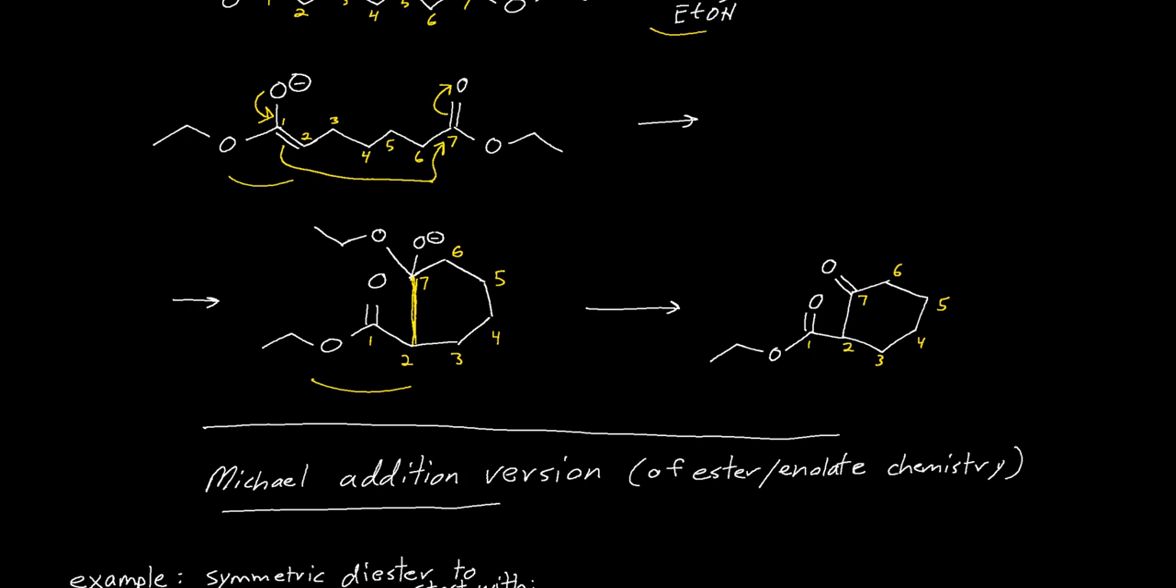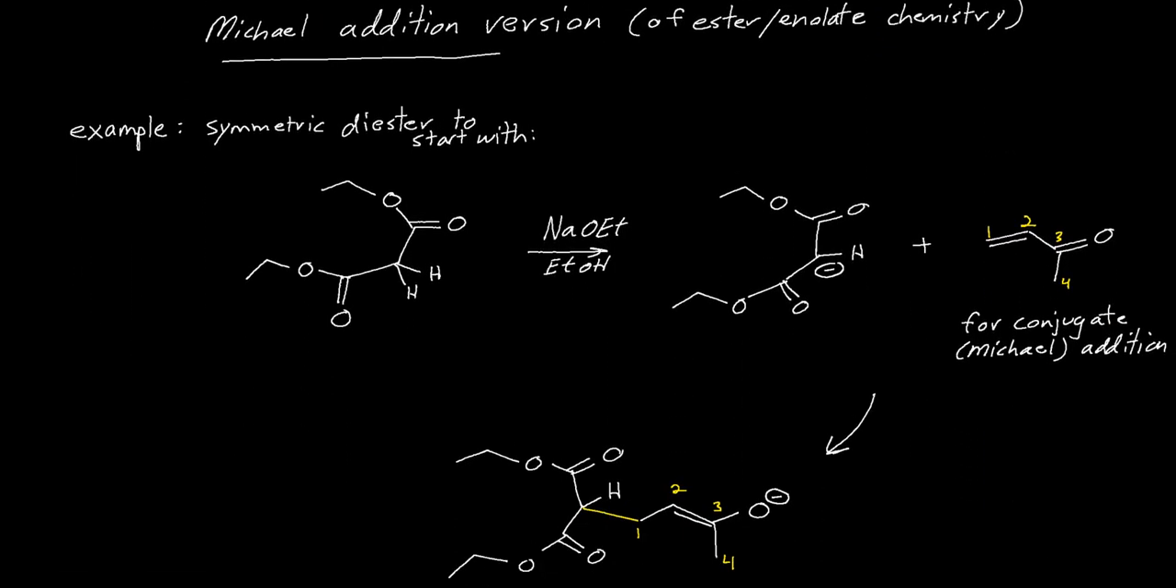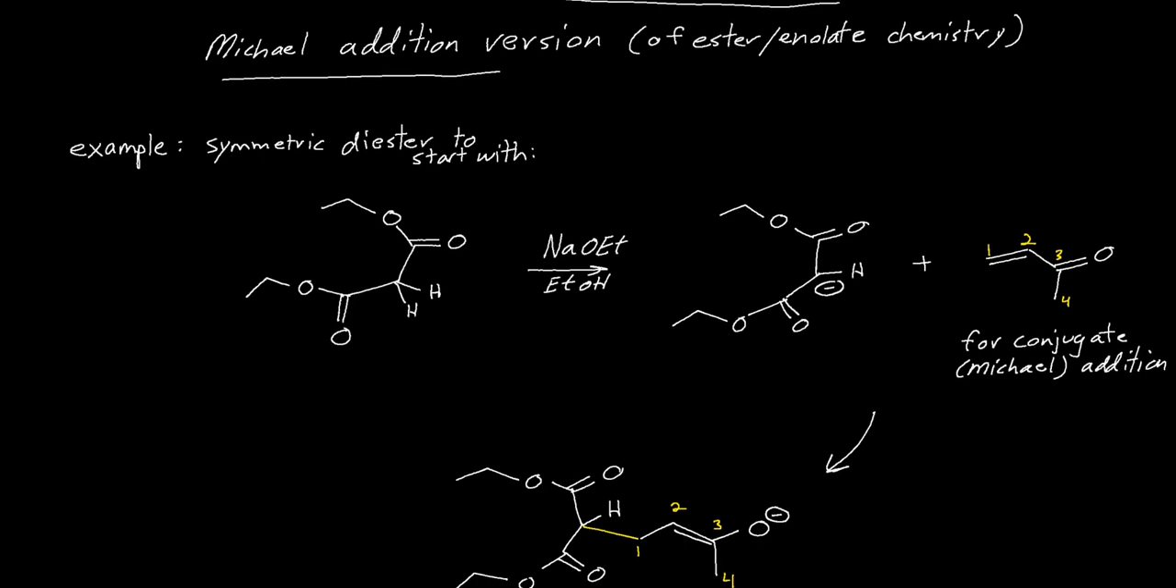And then to finish up that second step, which I got ahead of myself, kicking off the OEt leaving group, which is fine because it's in OEt base, and you get your final product, ring formation. So it is an annulation or ring forming reaction, the Dieckmann condensation. So another version of ester enolate chemistry, now including the Michael addition in it.